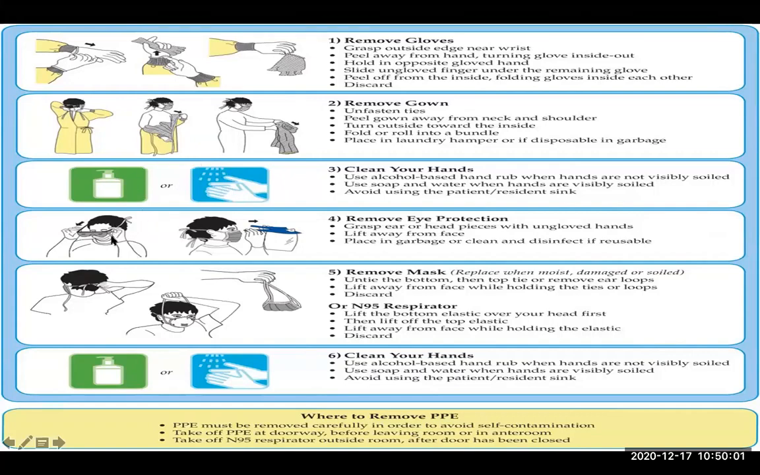Finally, remove the goggles and the face shield, and the last part which has to be removed is the mask. So the order is: first gloves, then the gown, hand hygiene, then eye protection or the face shield, and the mask, and then again hand hygiene.